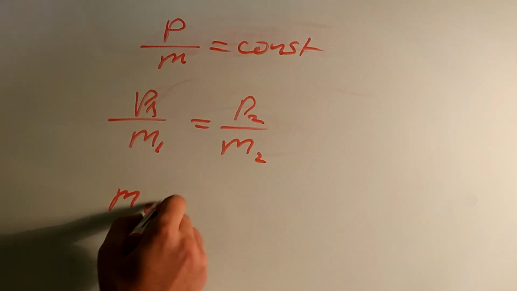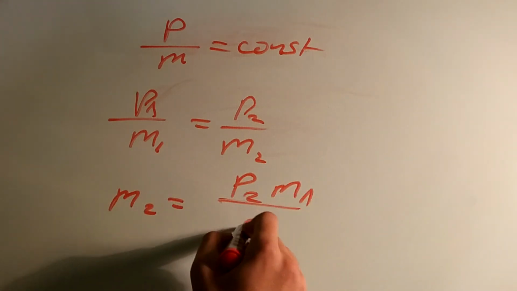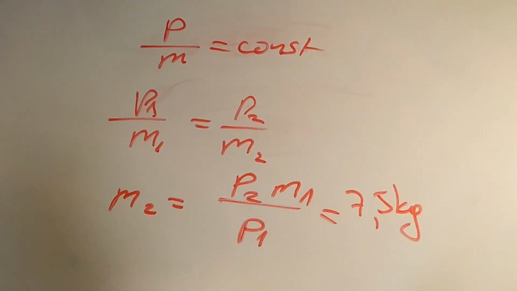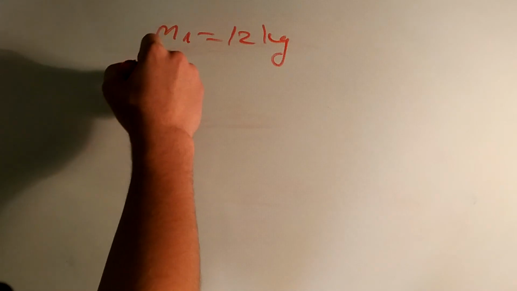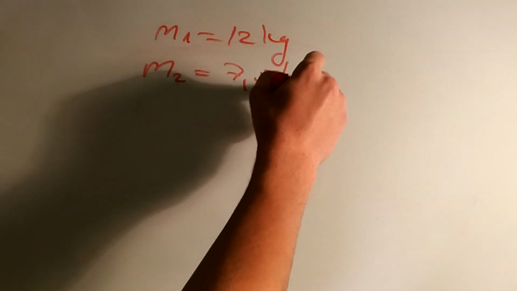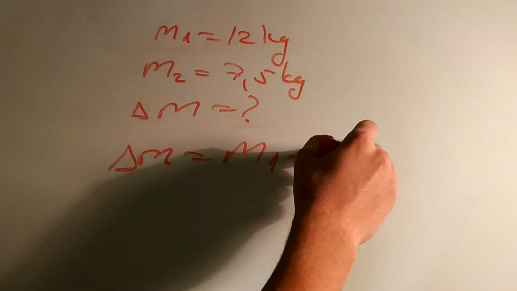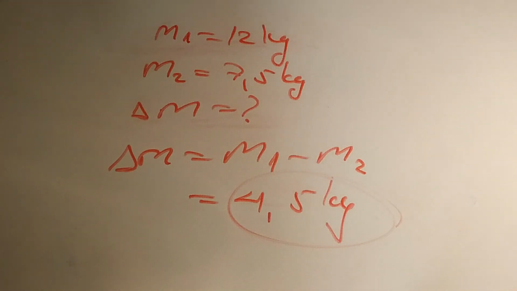And from here, M2 will be equal to P2 times M1 over P1. And if we plug in the numbers, we'll get 7.5 kilograms. And now, since M2 is 7.5 kilograms, and we're looking for the difference in mass, or delta M, we have that M1 is 12 kilograms, M2 is 7.5 kilograms, and delta M is equal to M1 minus M2, and that will be equal to 4.5 kilograms, and this is the final solution.